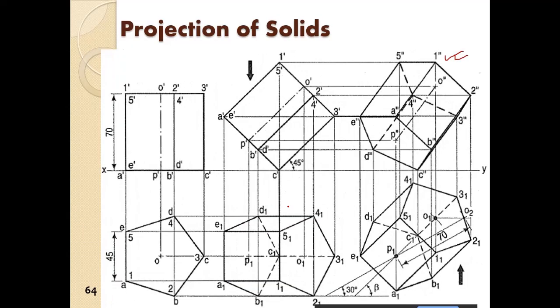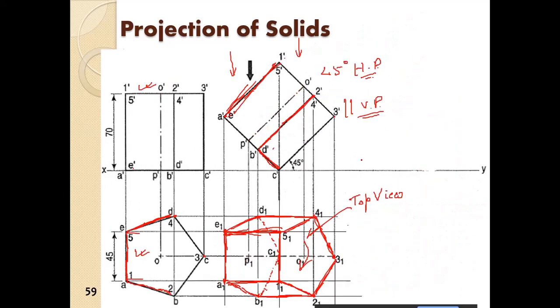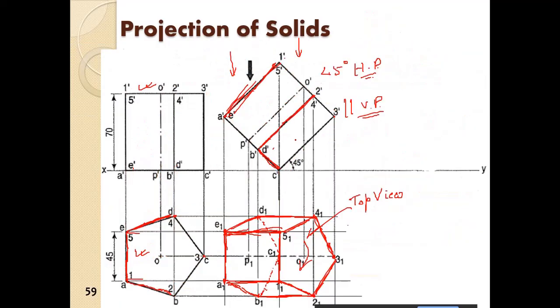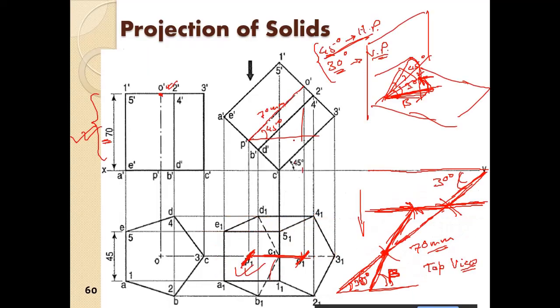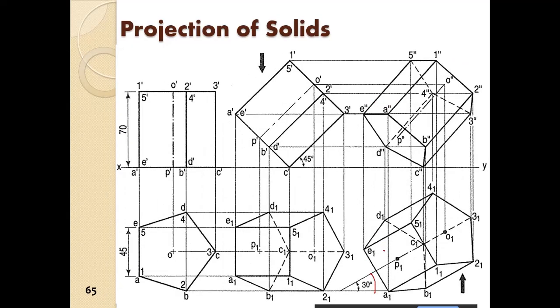So this is an important point you have to keep in mind. When these kinds of differences are given, you have to make a note here. Here the axis is making an angle of 30 degree, and there the projection of the solid is when the top view of the axis is inclined at 30 degree. So that difference you have to note. The steps are already explained here, so you have to get the front view and the top view. So here it is 30 degree, it is top view, and this is front view.